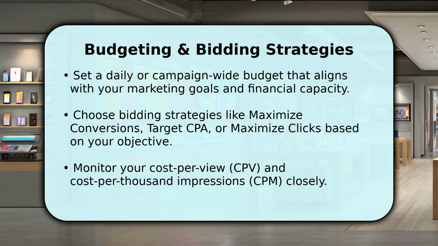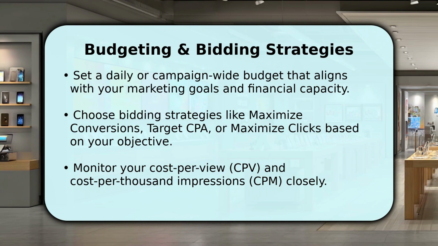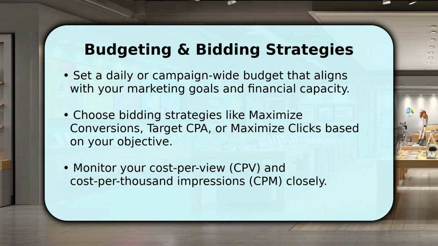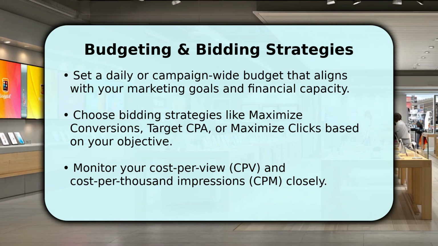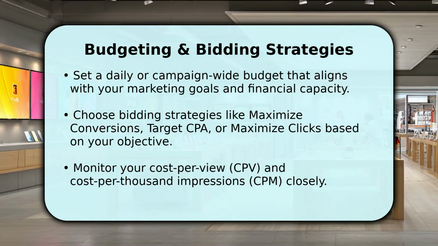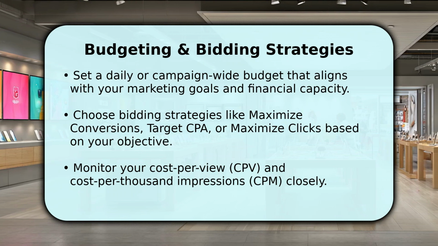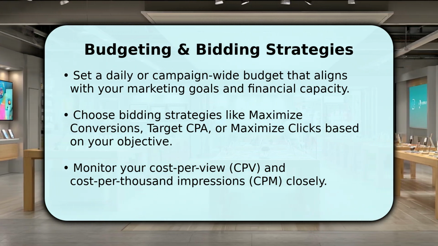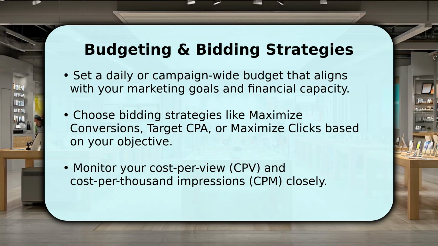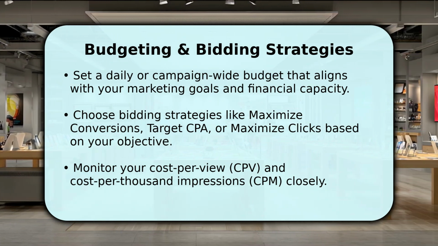Successfully managing your budget and bidding is key to profitability. For conversion-focused campaigns, maximize conversions or target CPA. Let Google's AI optimize bids for the most efficient cost per action. If brand visibility is paramount, target CPM ensures your ad is seen by as many relevant users as possible.